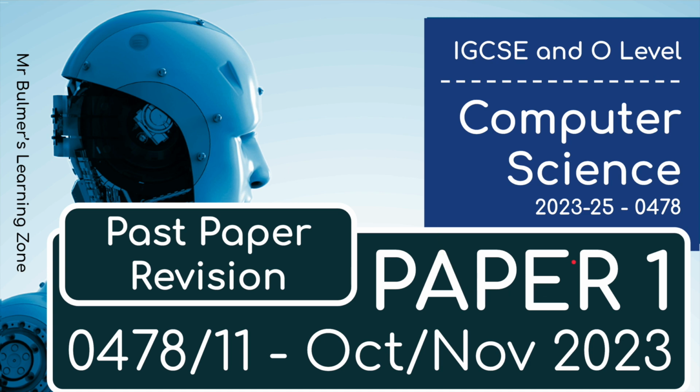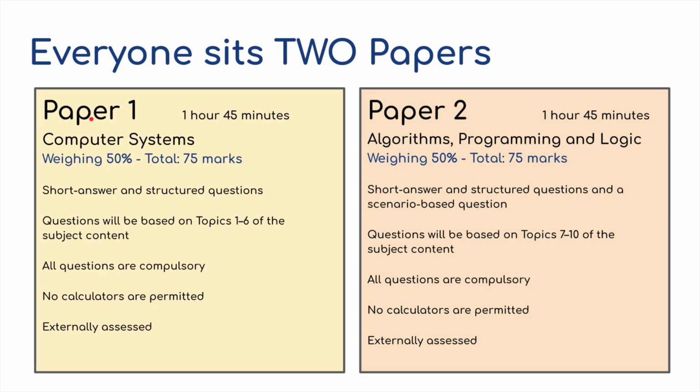This is paper 1 from October-November 2023, for Cambridge IGCSE and O-Level Computer Science. Just to recap, paper 1 and paper 2 are both an hour and 45 minutes. They are both weighted at 50%, and both have total marks of 75. Paper 1 is based on topics 1 to 6 of the syllabus, and paper 2 on topics 7 to 10. And remember, one final note: no calculators are permitted for either paper.